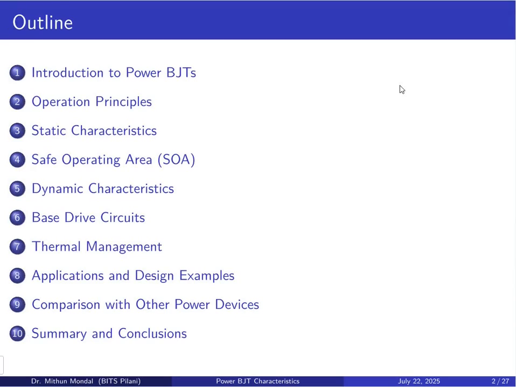First, we will discuss the introduction, the operating principle of BJT, the static characteristic, what the safe operating area is, the dynamic characteristic, base drive circuit, thermal management, some of the applications and design examples. We'll compare it with other power devices and conclude our discussion.